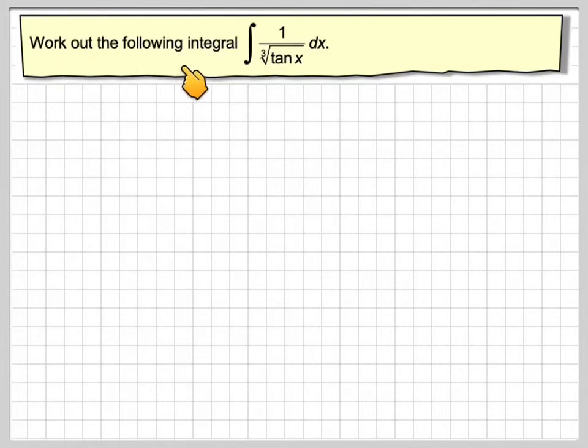Hi, we're going to work out the following integral: the integral of 1 over the cube root of tan x dx. Now, it's quite a long and involved video, this, but it won't take much more than your integration knowledge for A-level further maths. So, we've got the integral of 1 over the cube root of tan x dx.